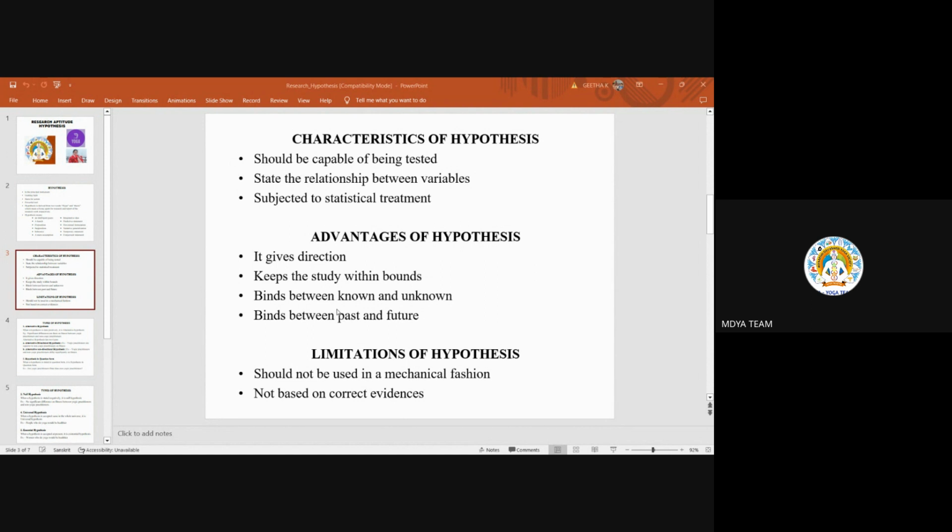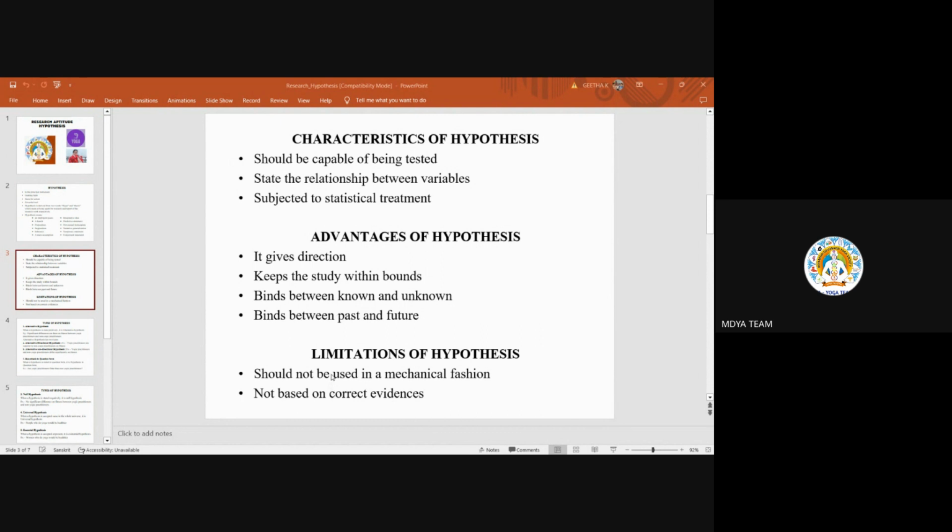That is, after your treatment period, what would be the results. So what are all the limitations of hypothesis? In other words, what are the little drawbacks because of hypothesis? It should not be used in a mechanical fashion. That is what I am telling. It should be an intelligent guess.